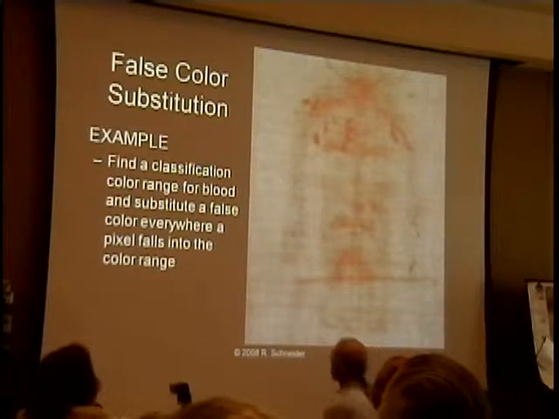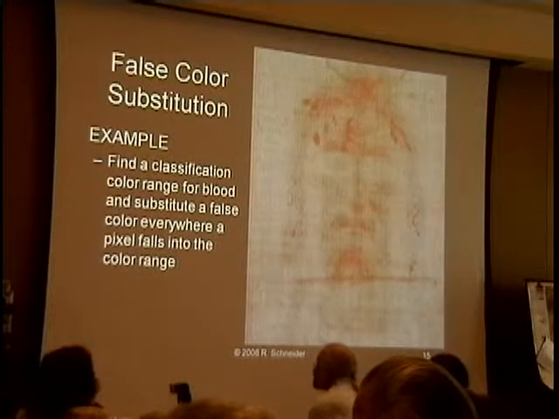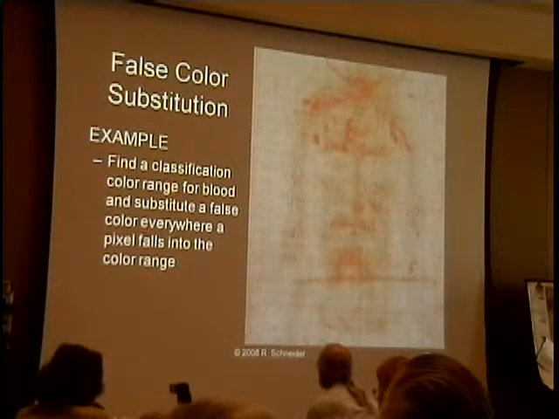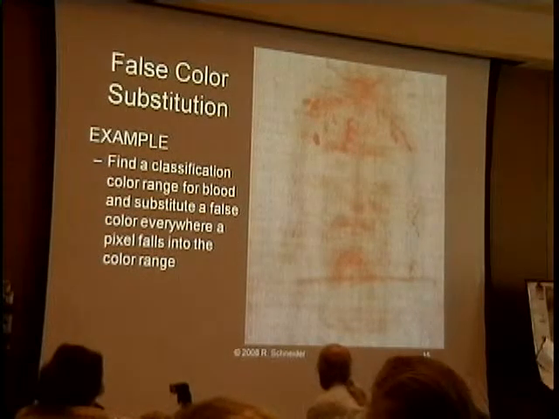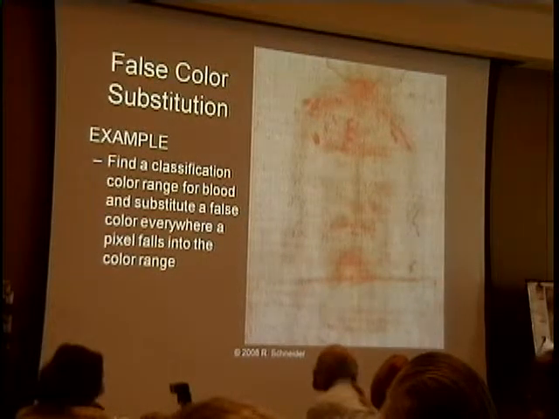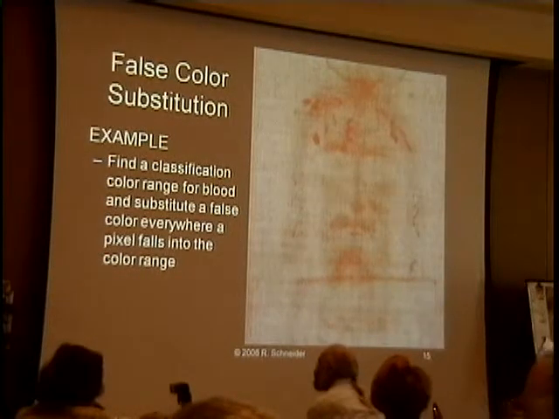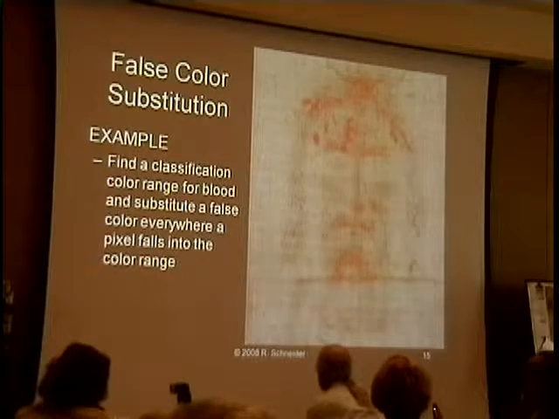One of the first things I did is I took a bunch of samples of isolated blood, and I said, okay, what's the color range for blood? Let's substitute bright red every place that a pixel matches that set of properties. And you discover that you can do that pretty well. Blood's really nice because it's one of the darkest things on the shroud, and it pops right out.